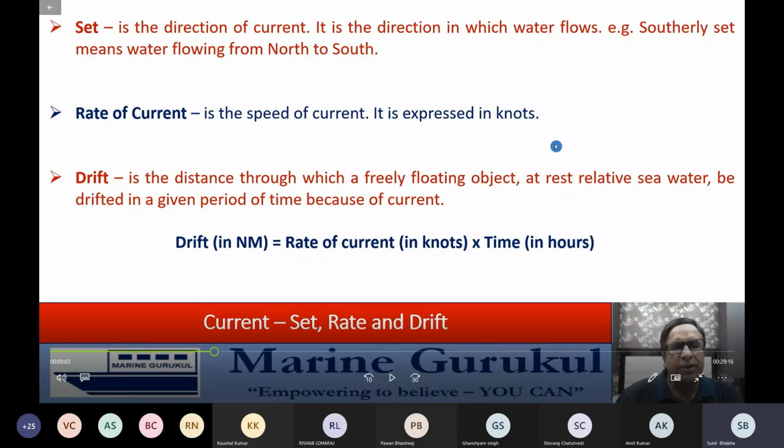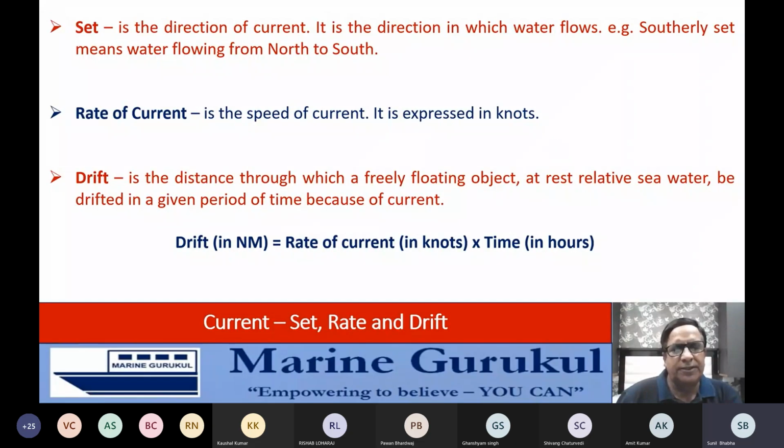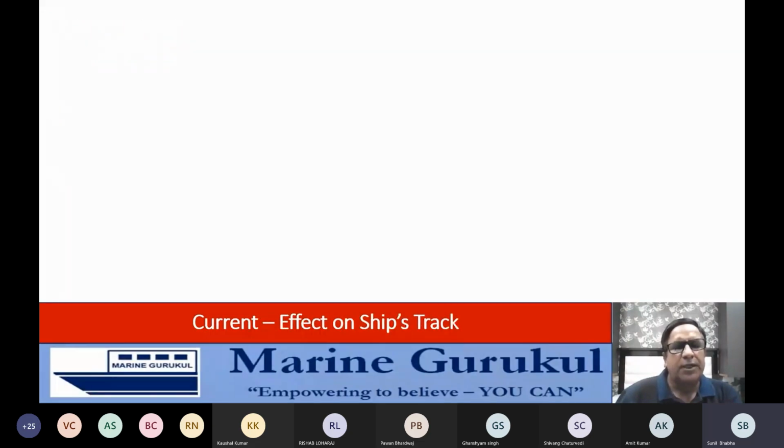Okay, great. Let's proceed ahead. With these terms having been discussed, let us look at the effect of current on the ship's track.